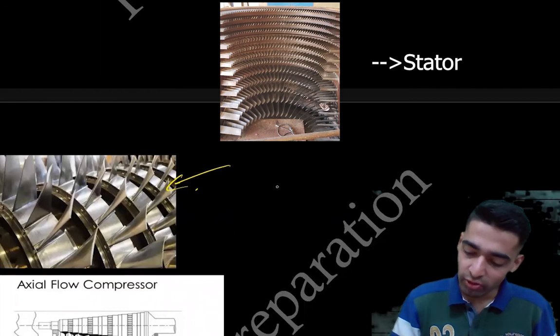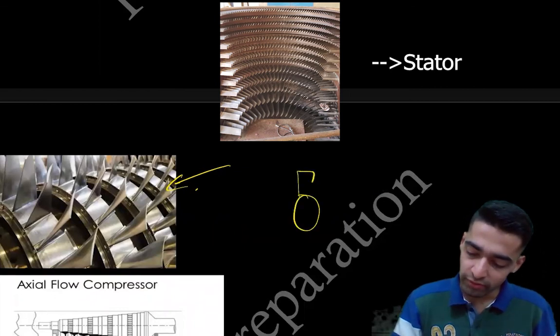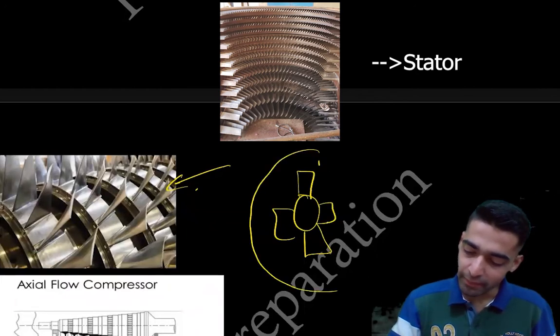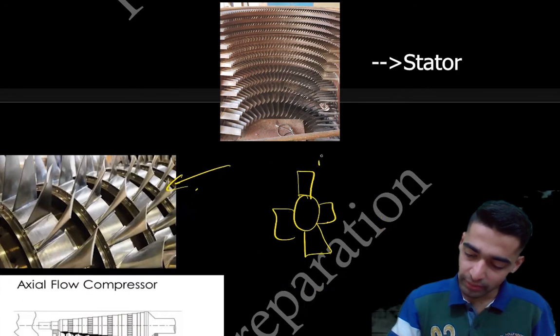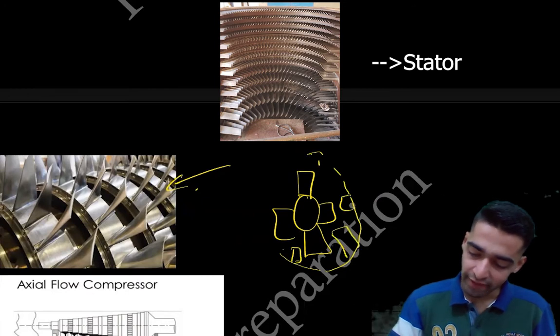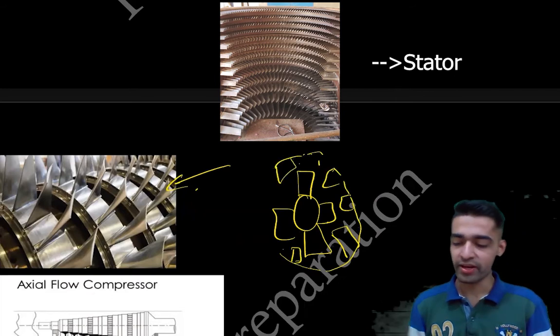That means there will be one pair of rotors, like this is the rotor here. Then the next part will be the stator. The stator will be at the back side, like this here. And here it will be like this. It will have blades like this. So the stator and rotor combination is like this.